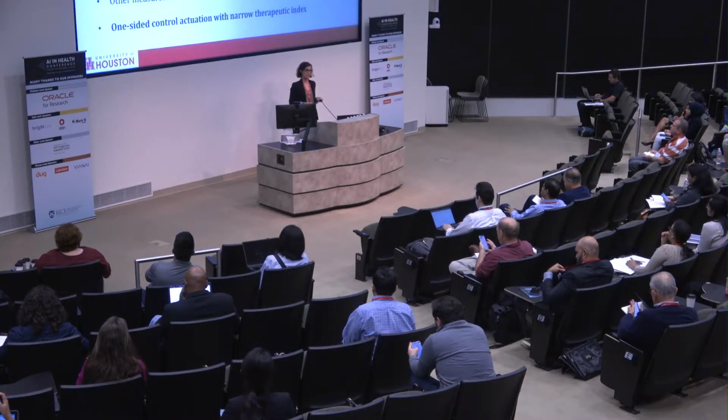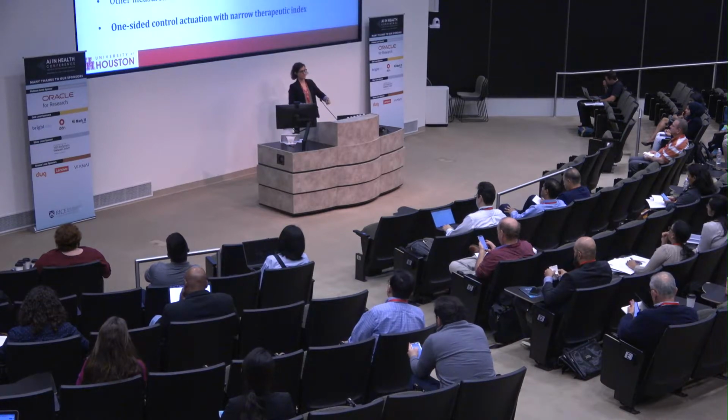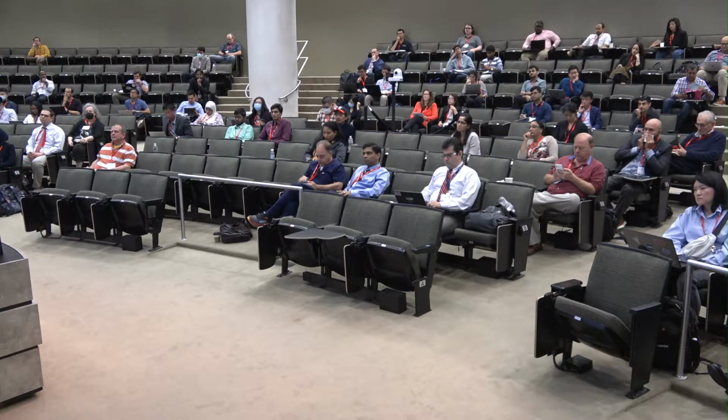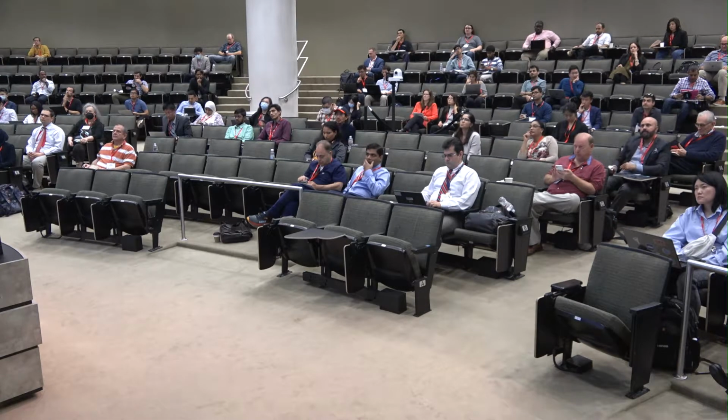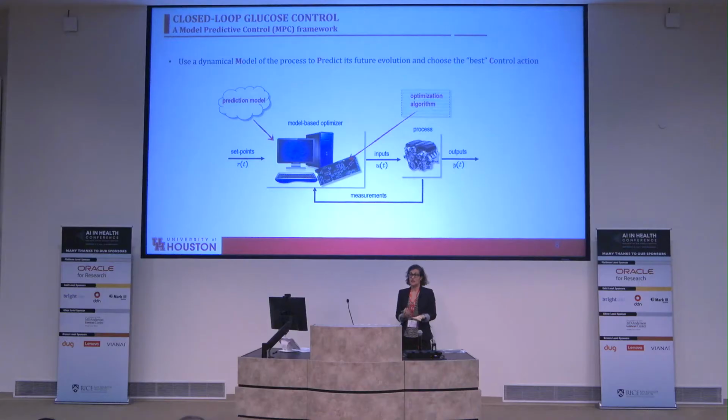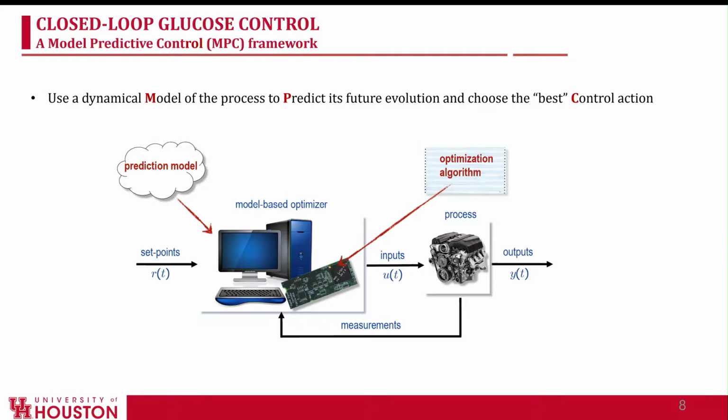Measurements are limited. At best, we can get one sample every 5 minutes. And the actuation, as I said earlier, is just one-sided. So we give insulin, but we cannot extract it. So one strategy that is particularly suitable to tackle this problem is model predictive control. Okay. So I'll just give you an introduction.